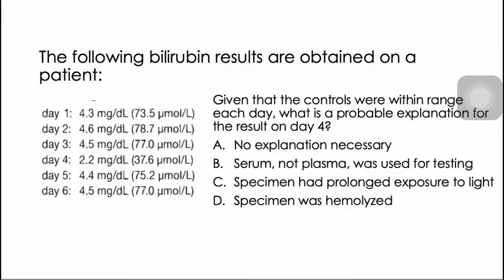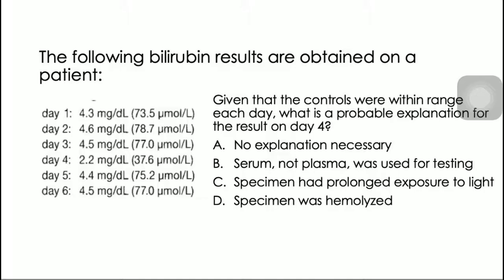Okay. The following bilirubin results are obtained on a patient. Okay, so again, para po sa ASCP, no, you expect na ganito nga po yung mga type ng questions nila or minsan mas complex pa, no? Pero again, kapag binasa naman, naintindihan mabuti, makukuha naman po yung tamang sagot, no? Ito po madali lang, no? So given that the controls were within range each day, what is the probable explanation for the result on day 4? So ibig sabihin within range naman yung controls, so wala tayong problema sa quality control, no?